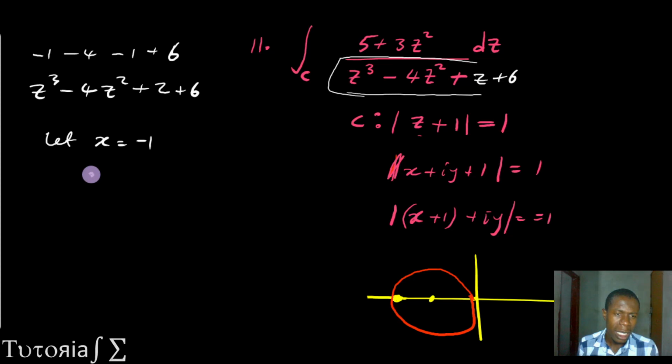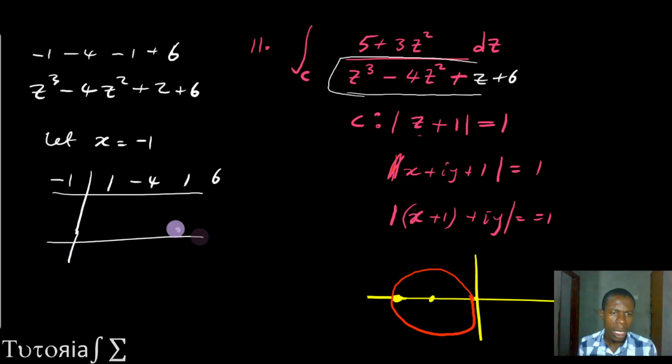So we can use synthetic division. We write -1 here, and we write the coefficients of the variables here: 1, -4, 1, 6. Synthetic division will bring down the 1. Then we say this times that will give us -1, so we get -5, then we add.